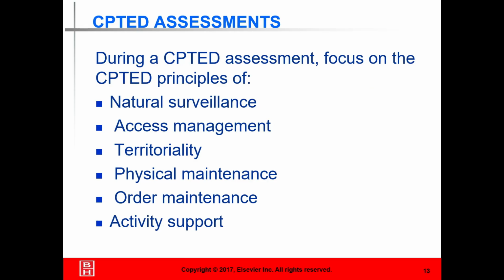So when we have an assessment, natural surveillance, what do we naturally have going around us? Is it a well-lit area? Who has access to it? What territorial areas do we have? Physical maintenance, order maintenance, activity support. So these are some of the different things that we want to do to help fight crime.